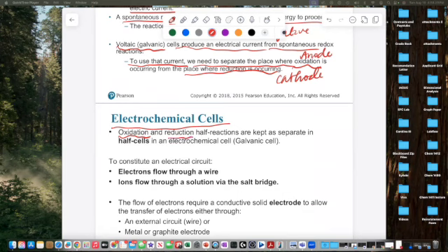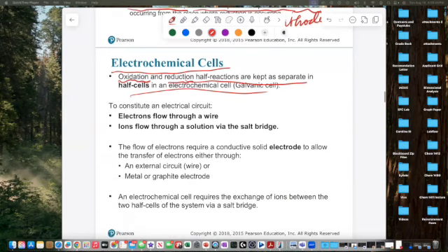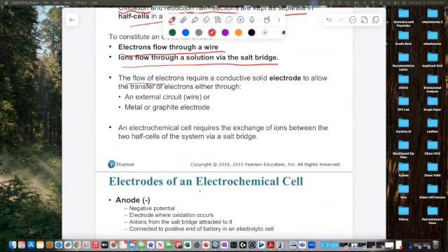So the oxidation side alone is one half. The reduction side alone is the other half. As long as you keep them separate, I mean, you're still connecting them via the wire and the salt bridge, right? But that allows you to harness electricity. It says right here, this is kind of repeating. Electrons flow through the wire, ions flow through the salt bridge, replenishing whatever has been lost, negative or positive charges, right? The flow of electrons requires a conductive solid material, right? We need that electrode for the electrons to flow from the oxidation site. That's very, very important.